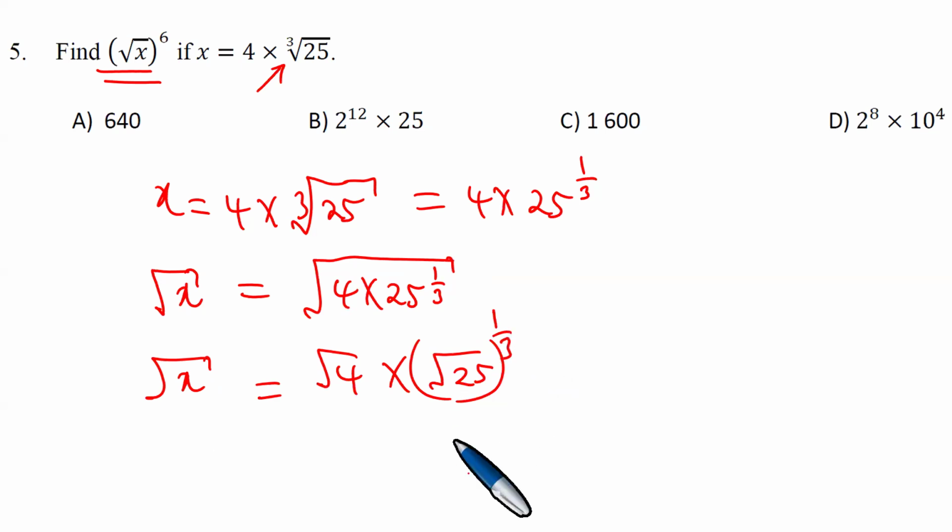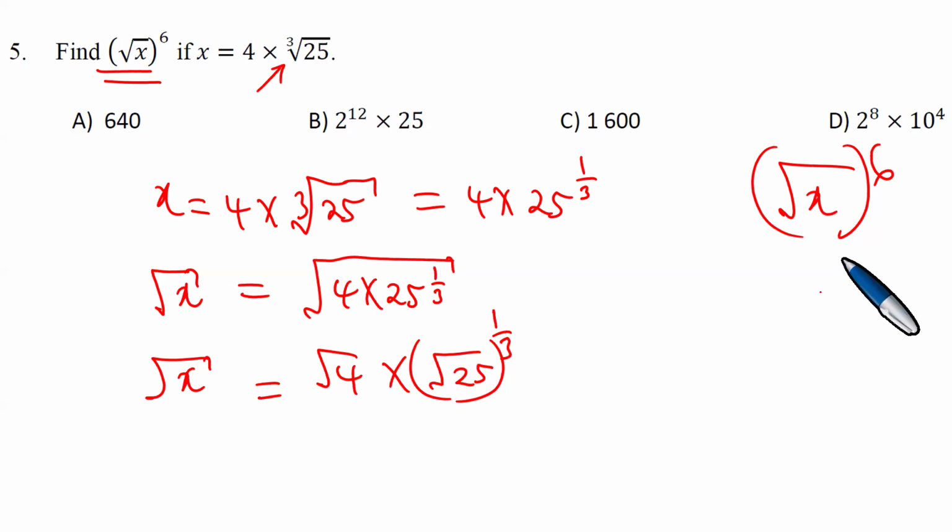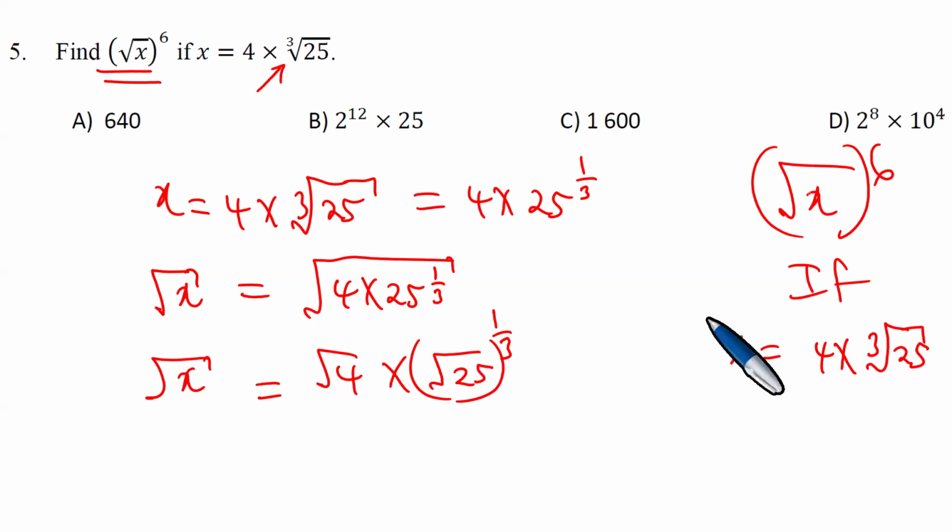Wait, why is there a square root of x? Because in the end, the examiner said we need to find the square root of x all to the power 6, if we've been told that x is 4 times the cube root of 25. So obviously we need to put the square root on the x, because they're saying if x is this, then we need to put the square root and raise everything to the power 6. It appears that it is the case, right?